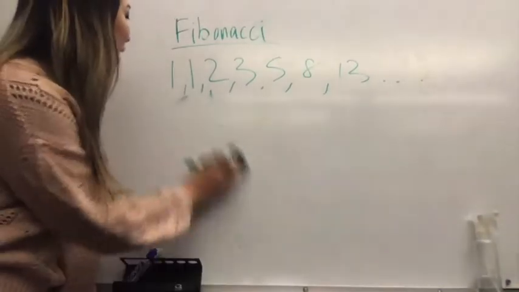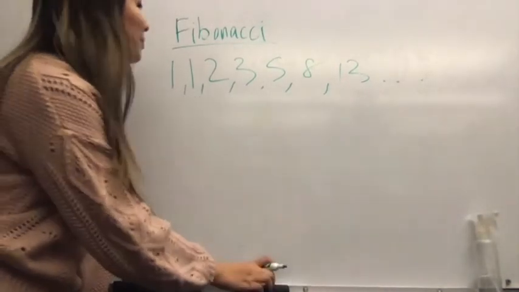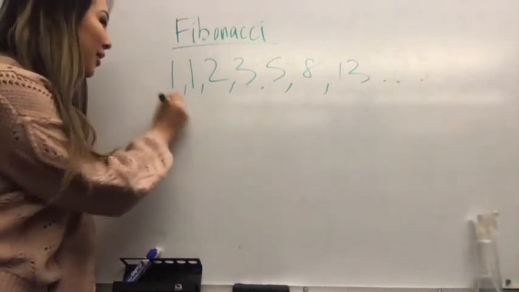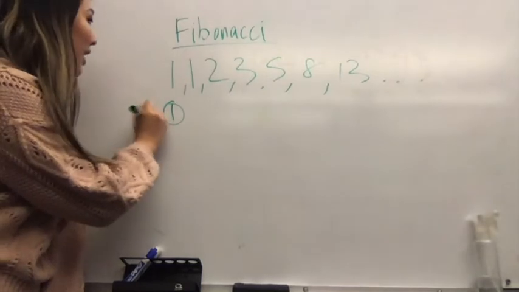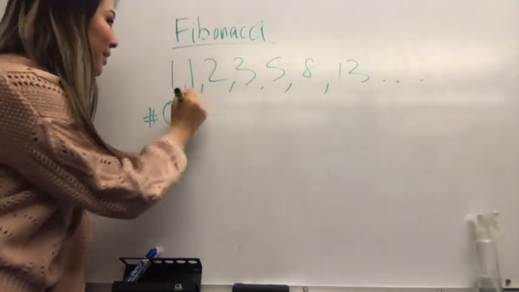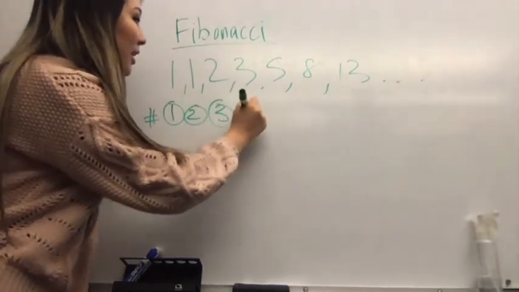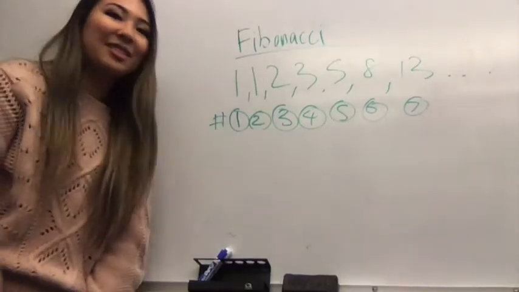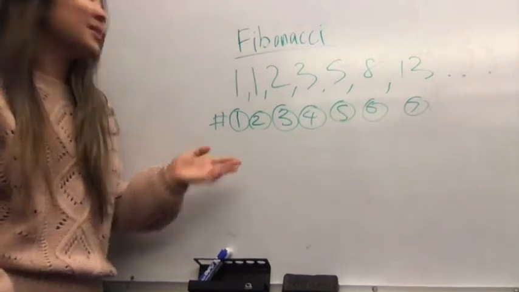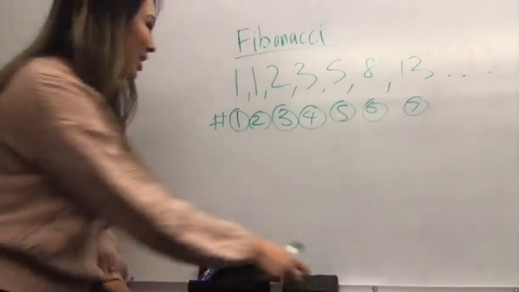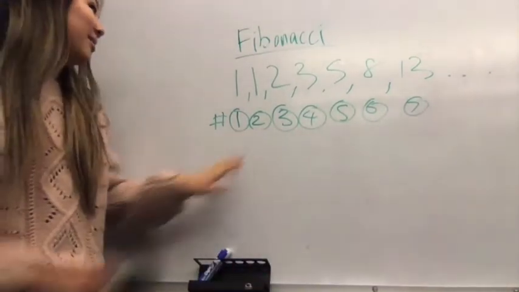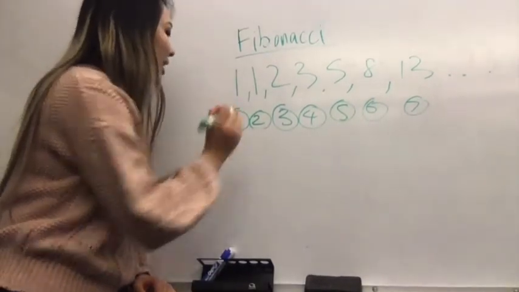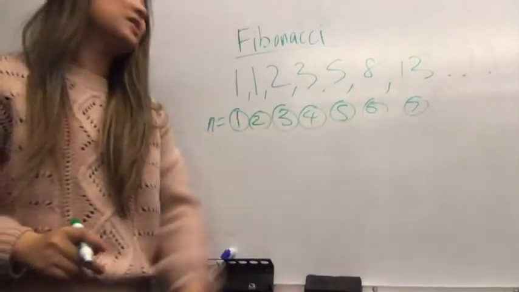Let's try to number our Fibonacci sequence. Let's say 1 is the first number of the Fibonacci sequence, and then 1 is the second number, 2 is the third number, and then 4, 5, 6, and 7. Now we've numbered off our Fibonacci numbers in our sequence. Let's say that this is some variable n, where we're trying to find the nth Fibonacci number. So n equals 1, 2, 3, 4, 5, and so on and so forth.